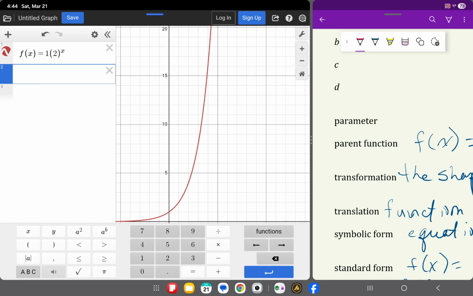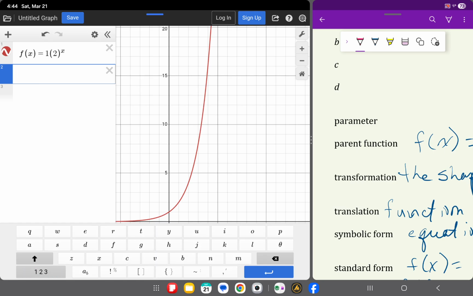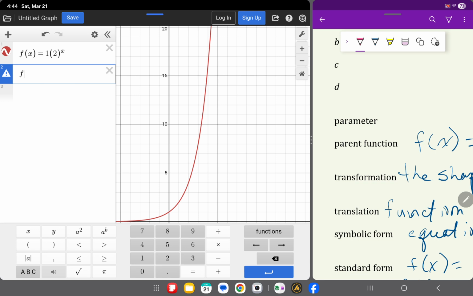So I need to come up with a different letter. I could do g of x, or I could do f1 of x, let's do this, f2 of x. You just can't have two functions defined as f of x, because otherwise Desmos will say, hey, you can't do that.